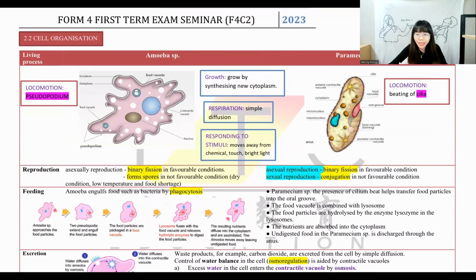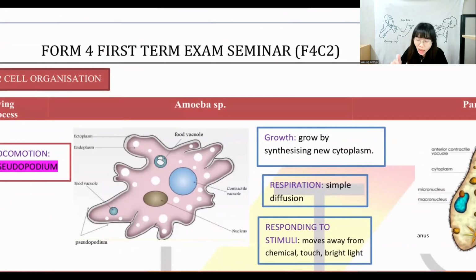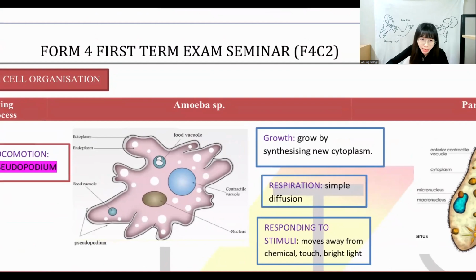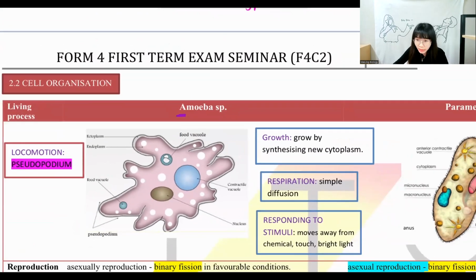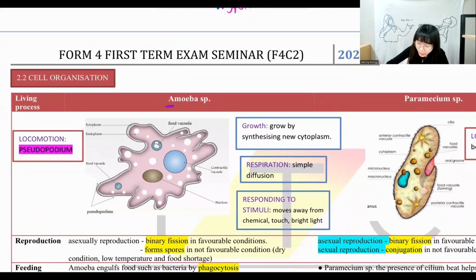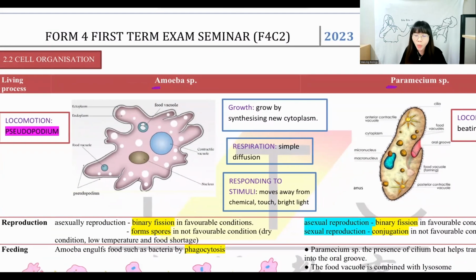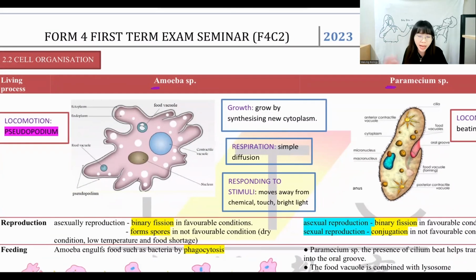We have amoeba species, we have paramecium species. What do you have to take note in this part? We have to know amoeba species, A has to be capital letter. Later, I show you the answer again. Okay, P has to be capital letter. SP dot referring to species, we have to write SP dot. We don't really spell species. Amoeba species, paramecium species. We have to learn starting from the label part first.